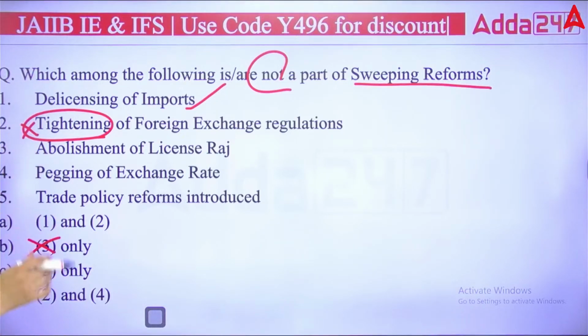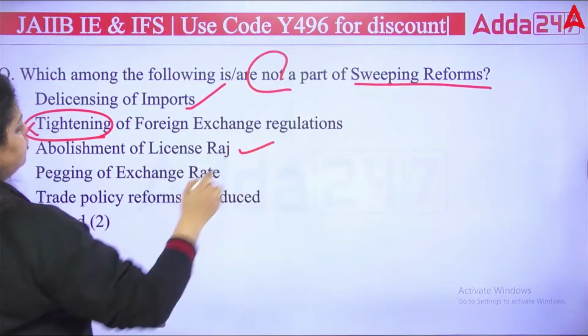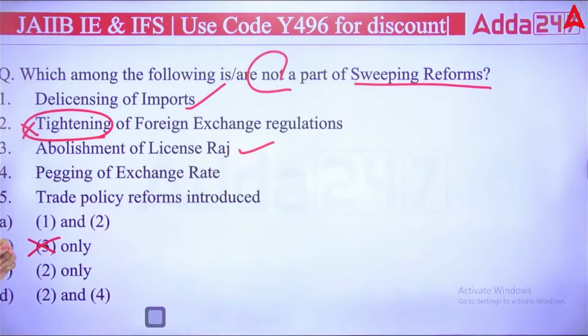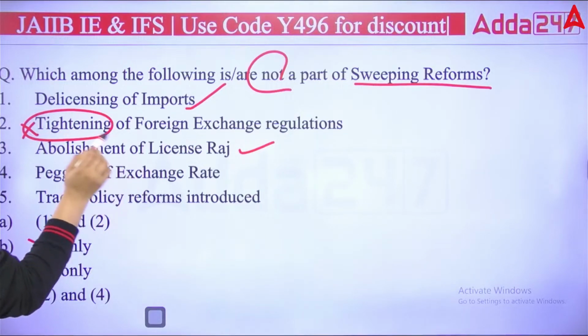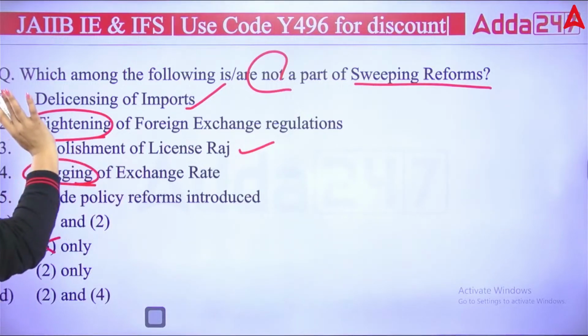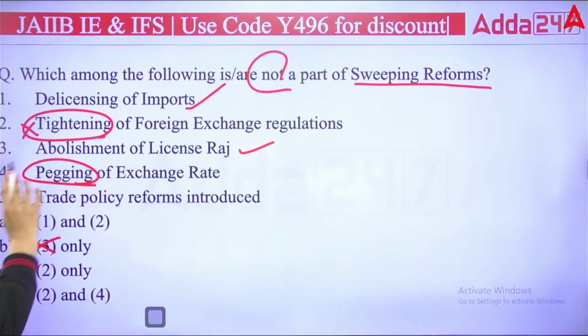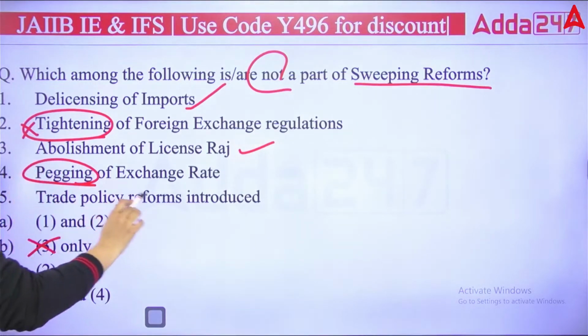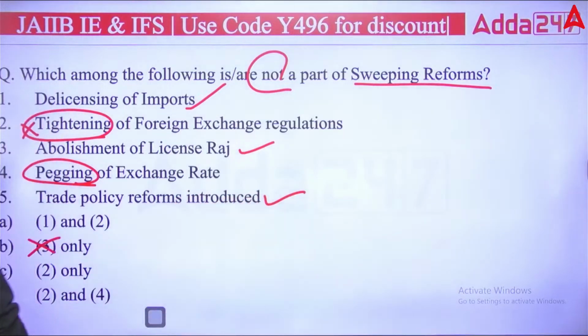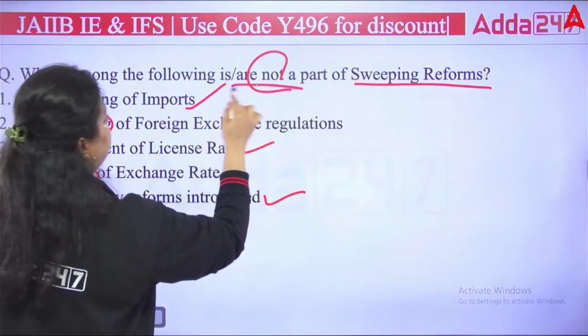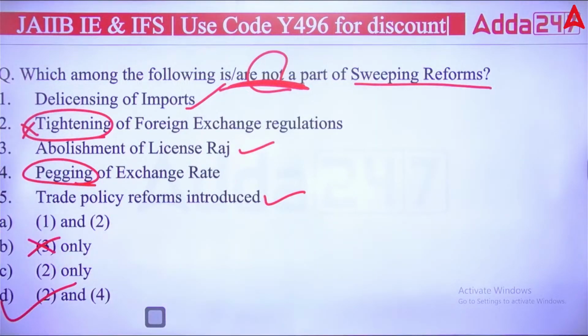So B is eliminated. Now, abolishment of license Raj, that is true. We have eliminated the license Raj. But pegging of exchange rate, no, we have to unpeg the exchange rate. It means the fourth is also wrong. The fifth is saying trade policy reform introduced. This is true.